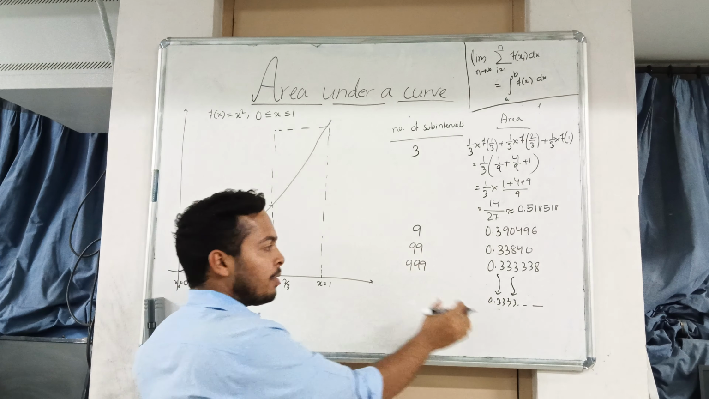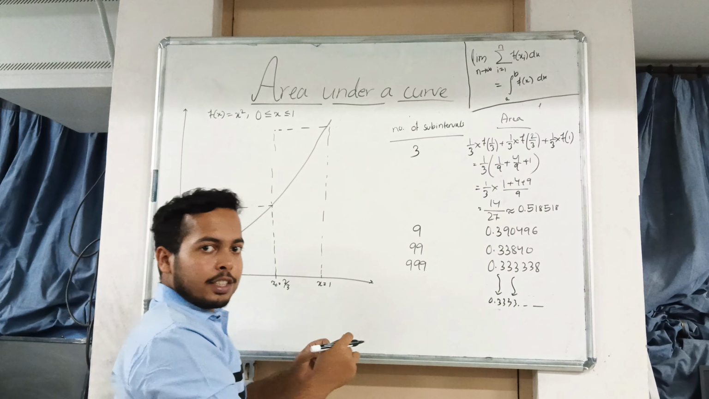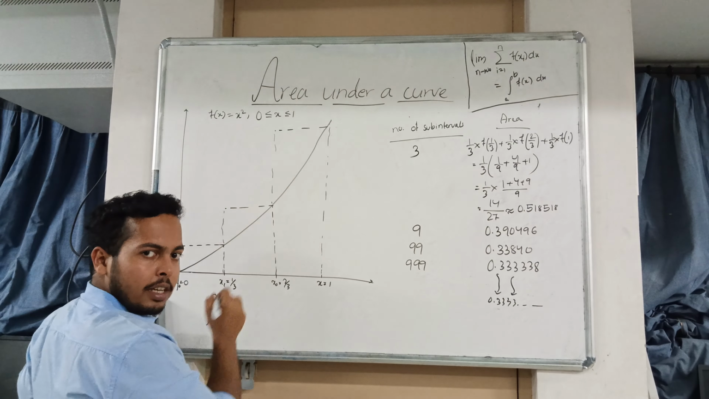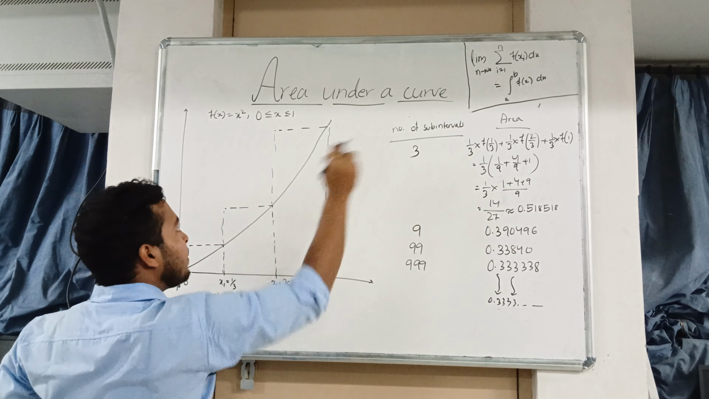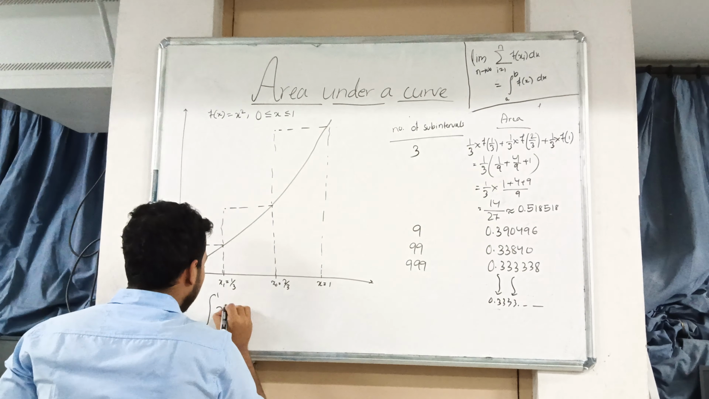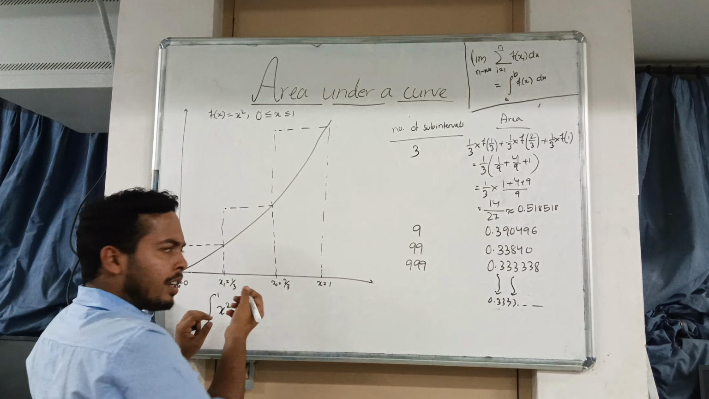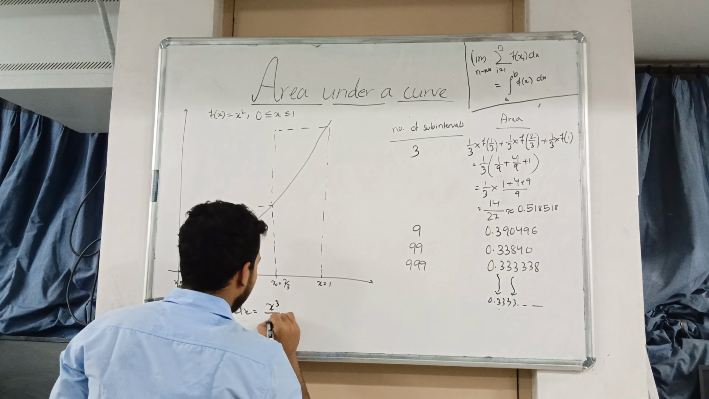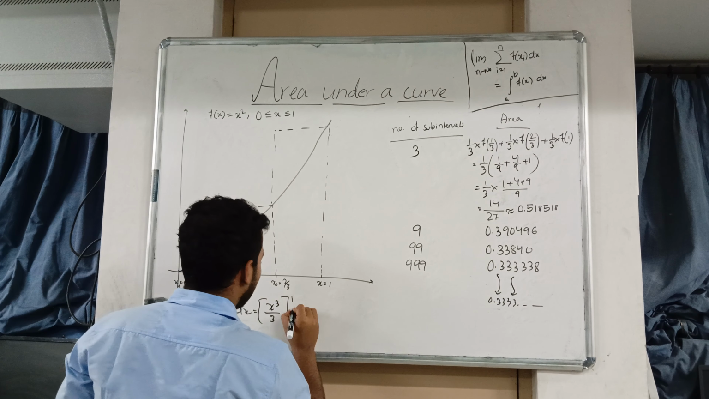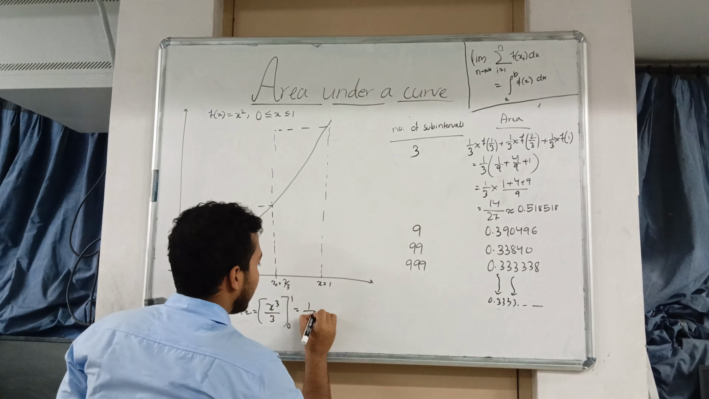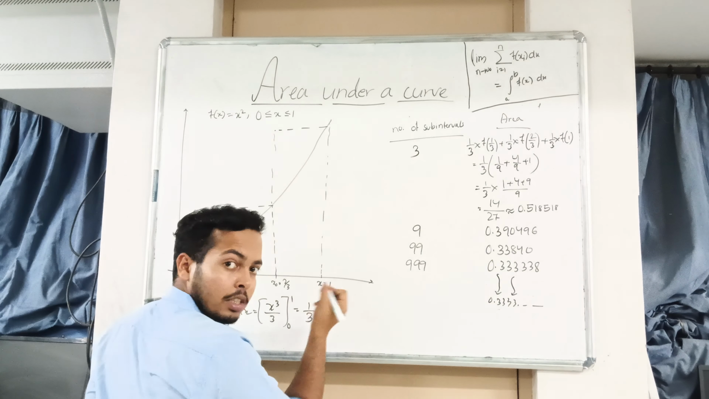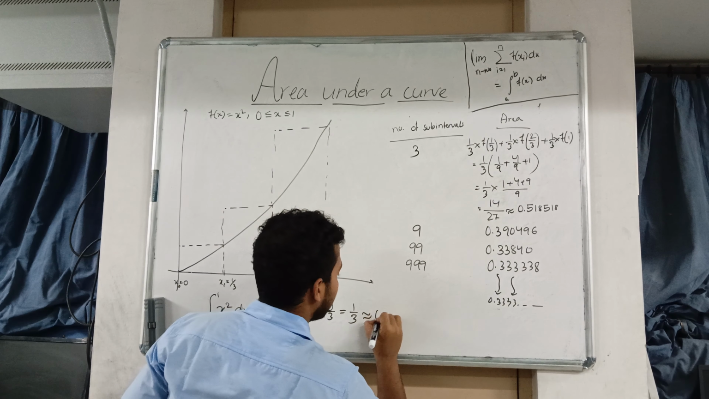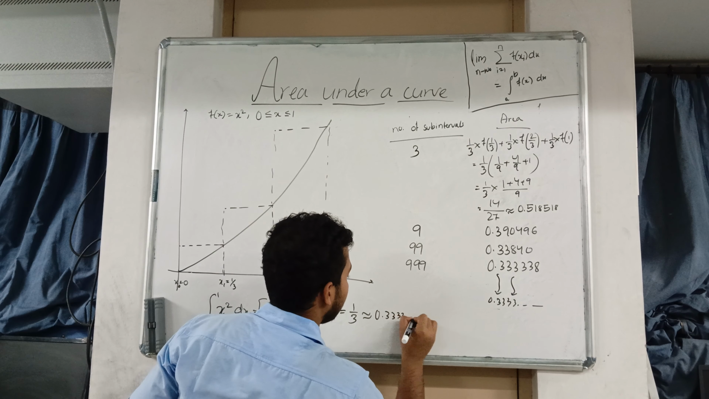Now let's verify this value by doing the integration within the given limits. So the given limits are 0 to 1 and f(x) equals x squared. So the integral of x squared dx is equal to x cubed by 3, where the limit goes from 0 to 1. Now this would be equal to 1 by 3 minus 0 by 3. That is equal to 1 by 3, which is equal to 0.33333 and so on.